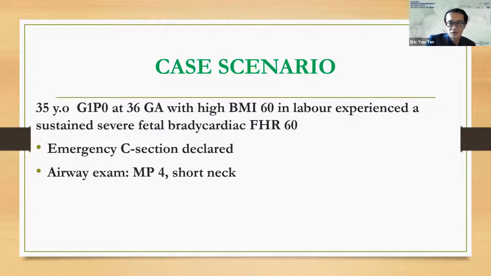This is a 35-year-old G1P0 patient at 36-week gestation with a high BMI of above 60, who is in labor and then experiences sudden, sustained, severe fetal bradycardia in the 60s. A category 1 emergency C-section was declared, and the airway exam looks typical of a high BMI, with a Mallampati 4 and a short neck.